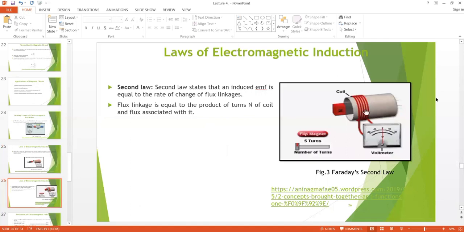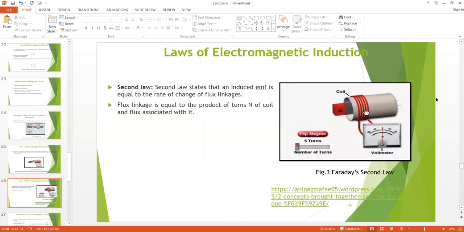On the second law, the induced EMF is equal to the rate of change of flux linkage. Please remember, the first law says whenever the conductor is placed in a varying magnetic field, the EMF would be induced. The second is saying the induced EMF will be equal to the rate of change of flux linkage.